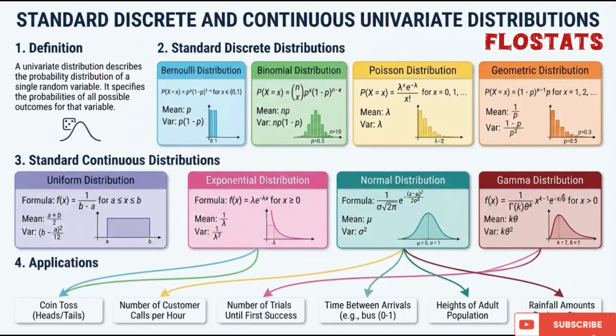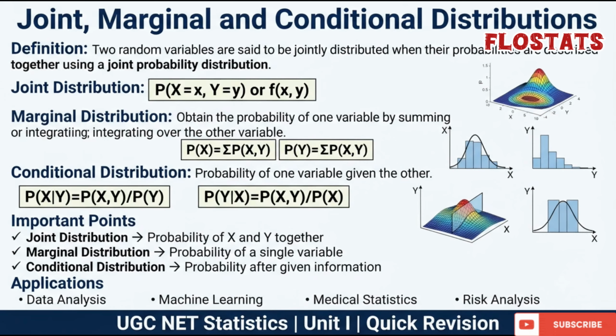Continuous distributions are used when the random variable can take any value within an interval. Some common continuous distributions are uniform, exponential, normal, and gamma distributions. Two random variables are said to be jointly distributed when their probabilities are described together. The joint distribution gives the probability of two random variables occurring simultaneously.